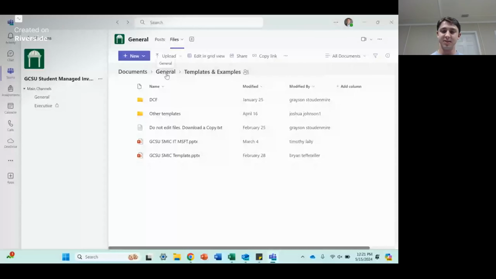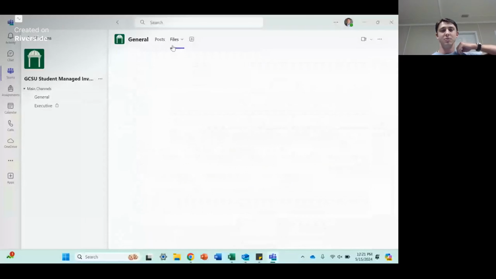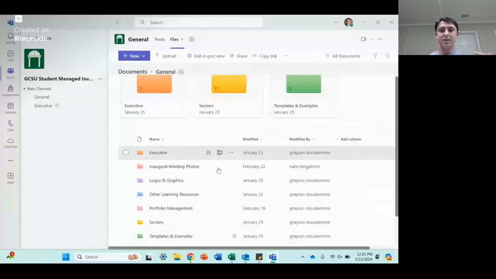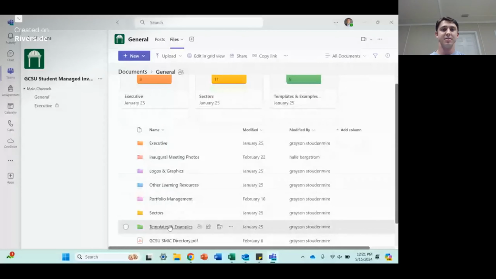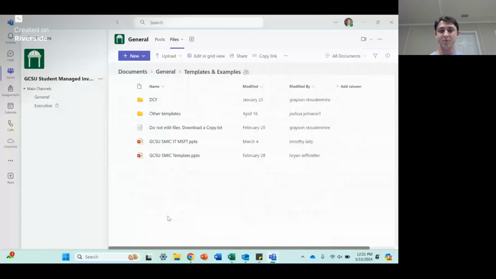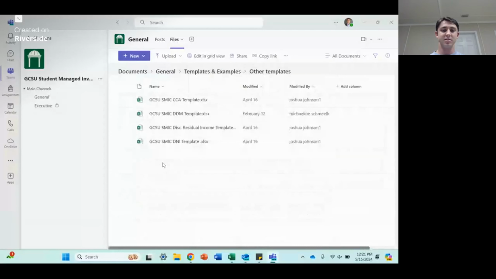We can go ahead and pull up Teams. This is where you're going to want to go in order to begin. So when you first come up, usually you pull up the General tab, and obviously we've done this a few times, I would hope, but go to Files, come down here to Graphics, or to Templates and Examples. Then you're going to want to look at Other Templates, and it should be right in here at the top, GCSU SMIC CCA template. Just going to click on that, and that should open up the template for you.